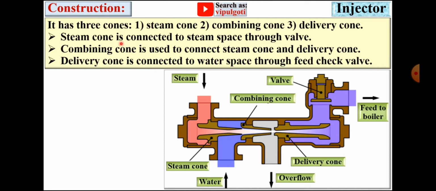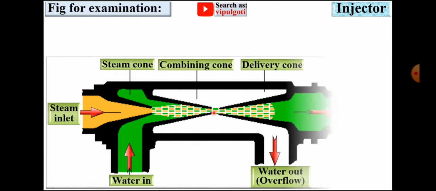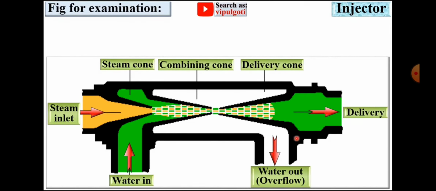Now steam con is connected to the steam space. Here you can see this one is the steam space through the valve. Combined con is used to connect steam con and delivery con. Delivery con is connected to the water space. This one is the water through feed check valve. This one is the feed check valve. Now this is the simple figure you can use for the examination.